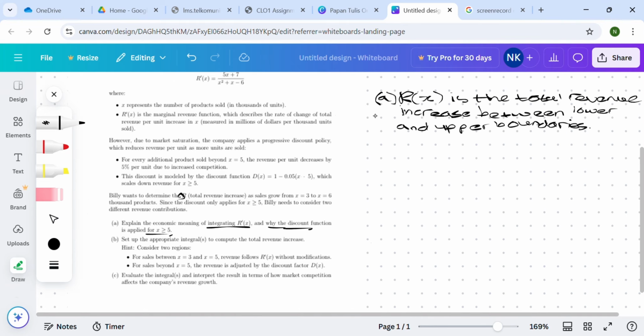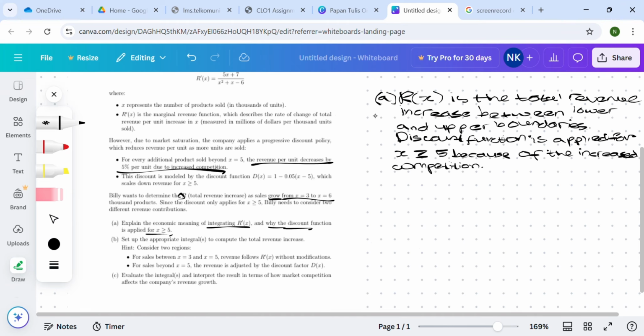In this case, the lower and upper boundaries are written in this sentence: grow from x = 3 to x = 6. x = 3 is the lower and x = 6 is the upper boundary. The reason the discount function is applied for x greater than 5 is, as it says here, the revenue per unit decreases by 5% per unit due to increased competition. Now for part B.